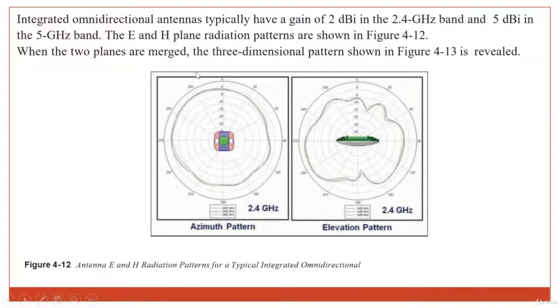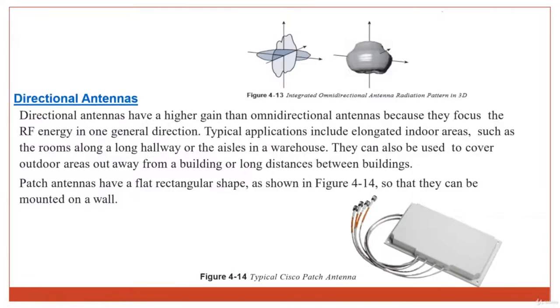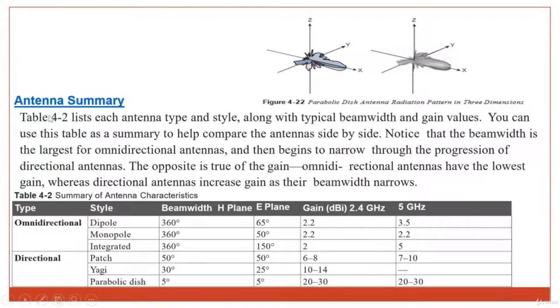Now, say, for example, in a monopole antenna. Let me quickly show you the summary I have. So here you can see the summary. In omnidirectional, we have dipole, monopole, and integrated. For dipole, we have discussed that the gain is 2.2 up to 3.5. For monopole, you can see 2.2. So we have the spectrum, 2.4 and 5 gigahertz. Obviously, in 5 gigahertz you will find much more signal strength. In 2.4, you have less signal strength, but there are vendor-made access points, maybe Cisco or any other vendor who is making these access points.